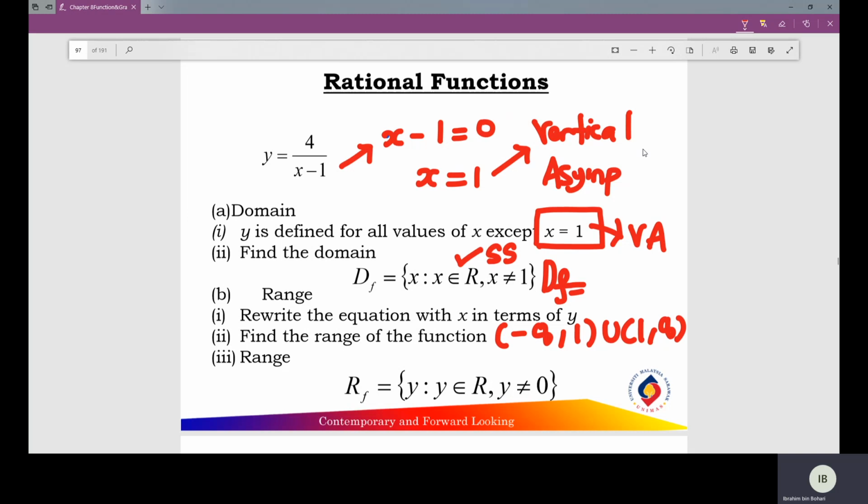And then you find the range of the rational function. Write the equation with x in terms of y, and then you find the range of the function. Okay, range of the function: all the values of y except the horizontal asymptote. Horizontal asymptote: y equals 0. Here is the HA, the horizontal asymptote.